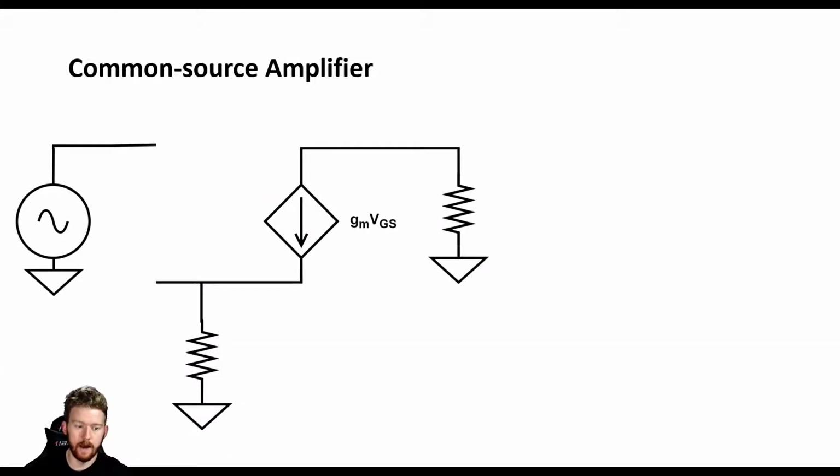So let's derive a little bit more about this common source amplifier, okay? So we know that we have Vn right here. So if this is our Vn, we know that Vn is equal to our gate voltage.